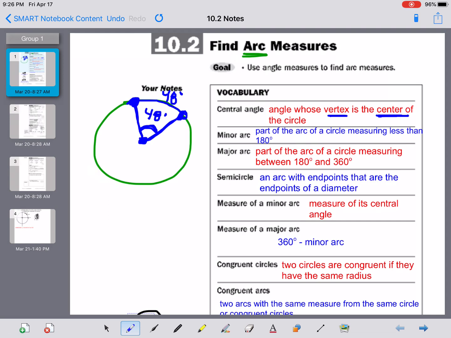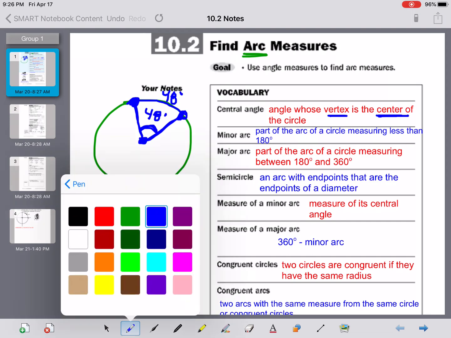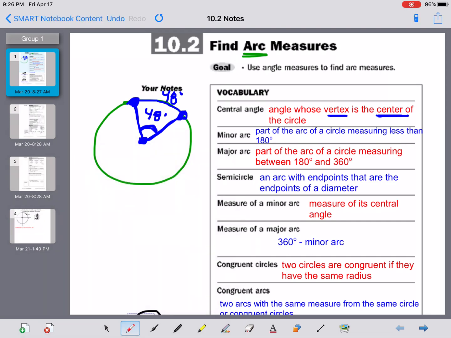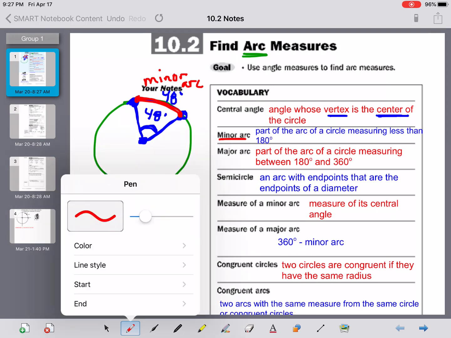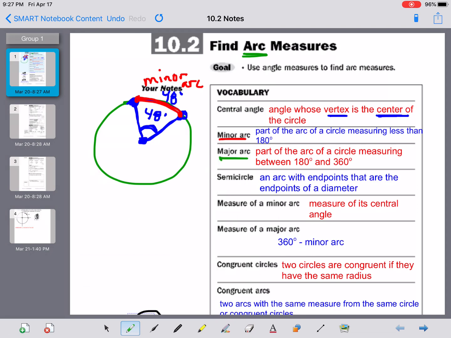All right, so we have different kinds of arcs on a circle. Our first one we're looking at here in the next definition is a minor arc. This is the part of an arc where it's less than 180. So this 48 degree arc you see right here, this could be a minor arc. And we compare that to a major arc down here beneath. The major arc is the part of the arc that is between 180 and 360. So if we take the rest of this circle all the way around this way, this whole arc right here, this would be a major arc.